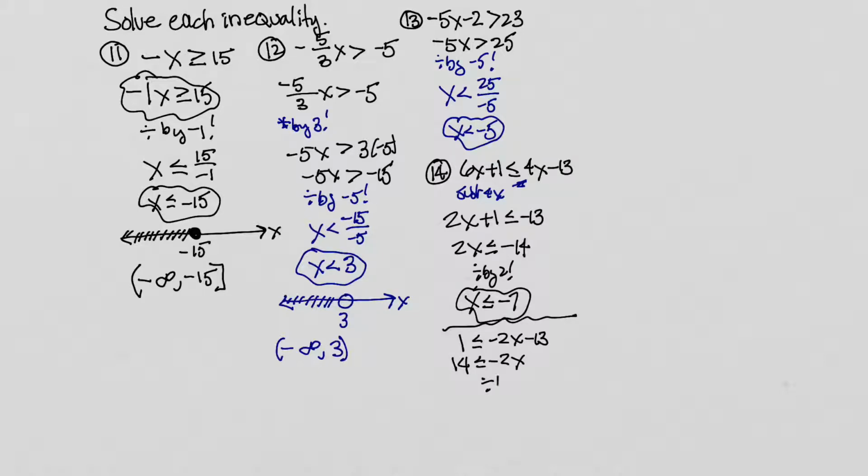And I'm going to divide by that negative 2, alert. I'm dividing by a negative, so I'm going to change the direction of that symbol. So I get this. 14 divided by negative 2 is now greater than or equal to x. 14 divided by negative 2 is, I'm going to do it right here, negative 7 greater than or equal to x. But this is awkward.